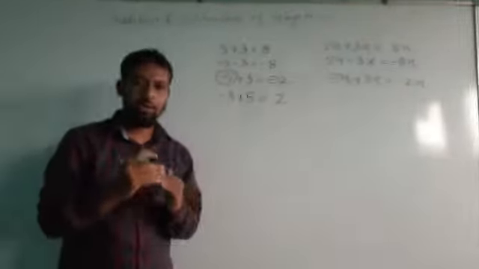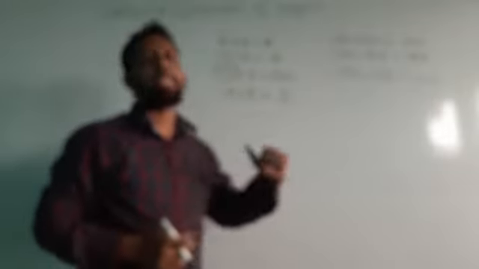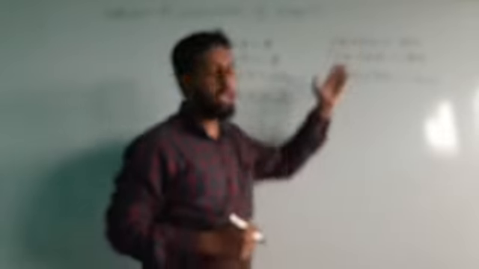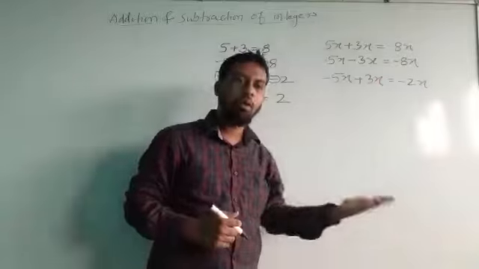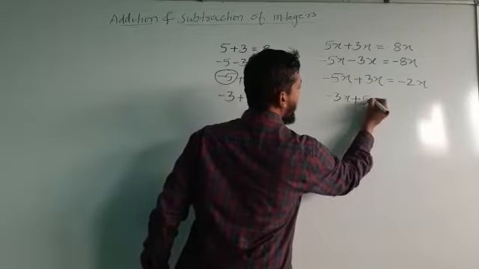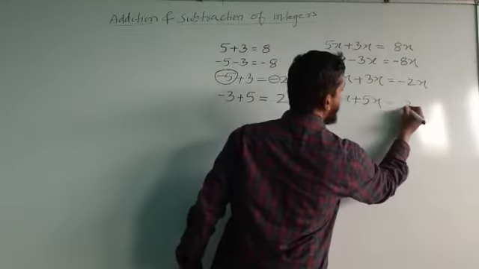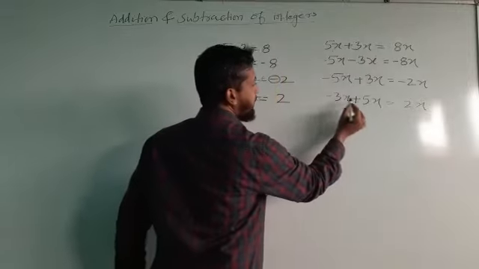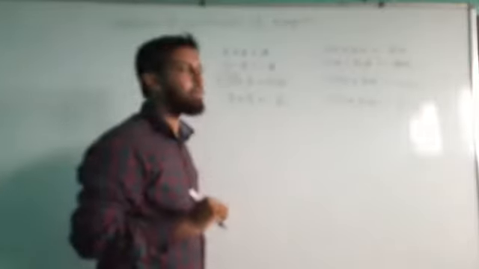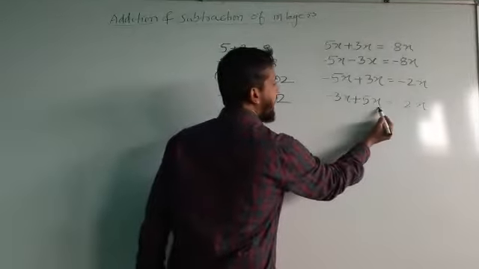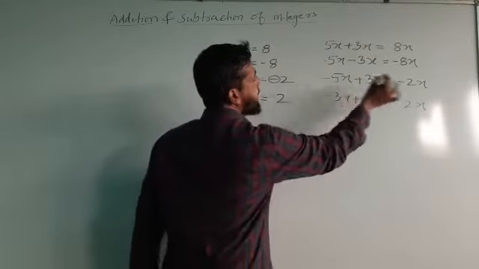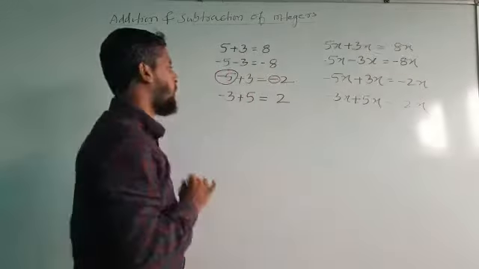If you add or subtract the numbers, result will be in the form of numbers. If you add or subtract the variables, result will be in the form of variable. Now suppose minus 3x plus 5x is equal to plus 2x. As I said, different sign we subtract, and in subtraction we have to take sign of the greater number. Here greater is 5x, his sign is plus, that's why plus 2x. Here greater is 5, his sign is minus, that's why minus 2x.